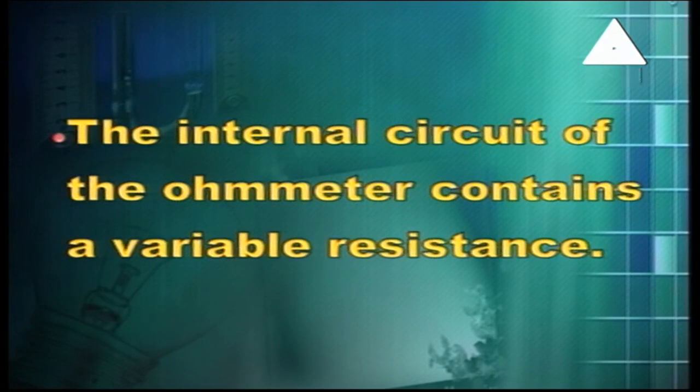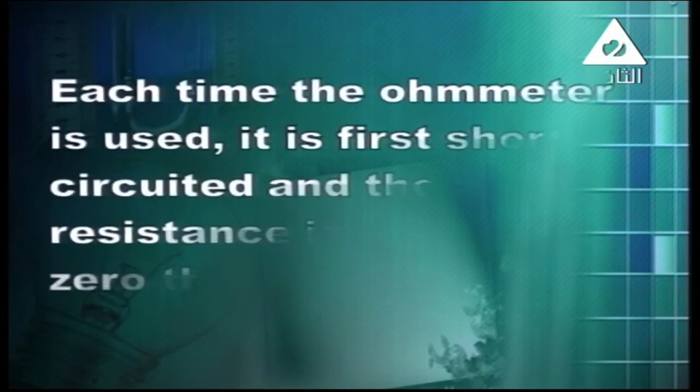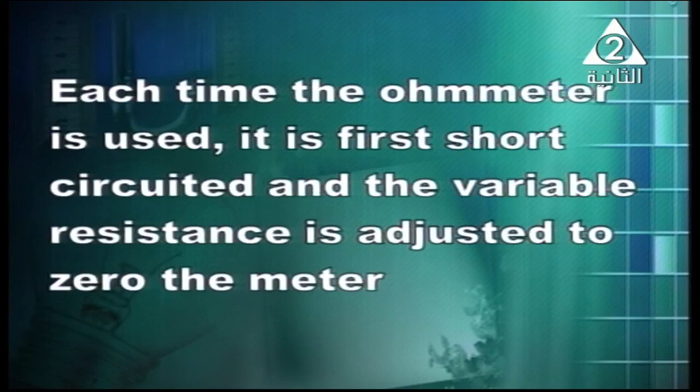Another give reason: the internal circuit of the ohmmeter contains a variable resistance. Each time the ohmmeter is used, what happens? It is first short-circuited, and the variable resistance is adjusted to zero the device, to zero the meter.